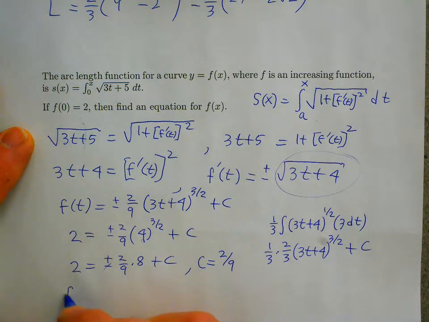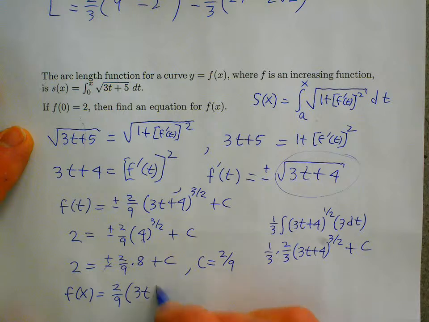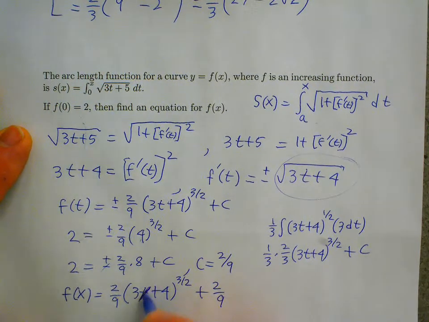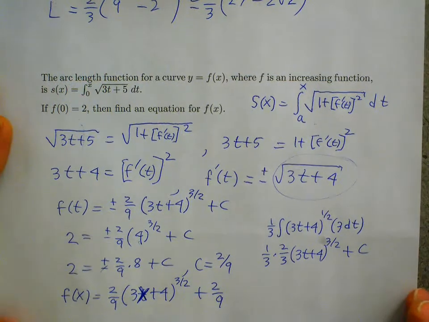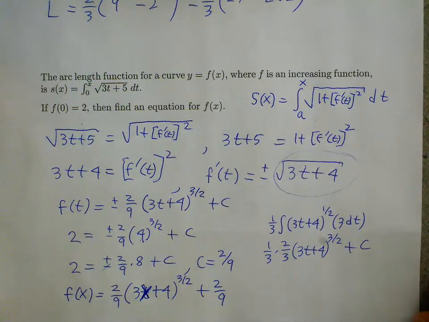Okay, so let's just pick f of x to be positive 2/9 times (3t + 4)^(3/2) plus 2/9. Whoops, I should have made that an x. f of x is equal to 2/9 times the quantity 3x plus 4 to the 3/2, plus 2/9. Okay, let's move on to the next page.